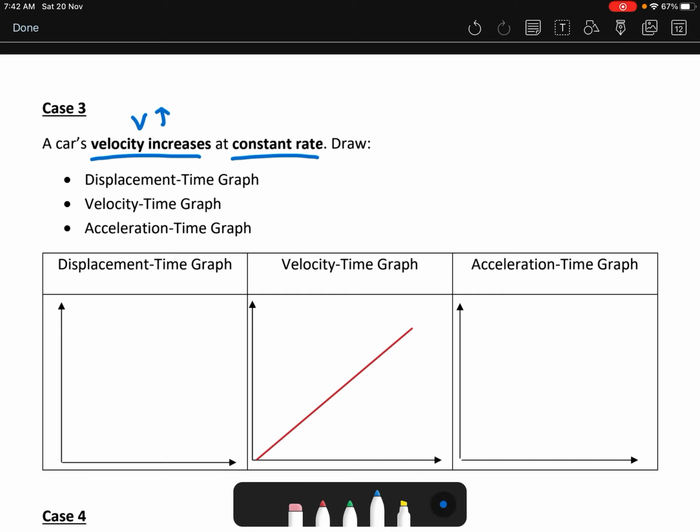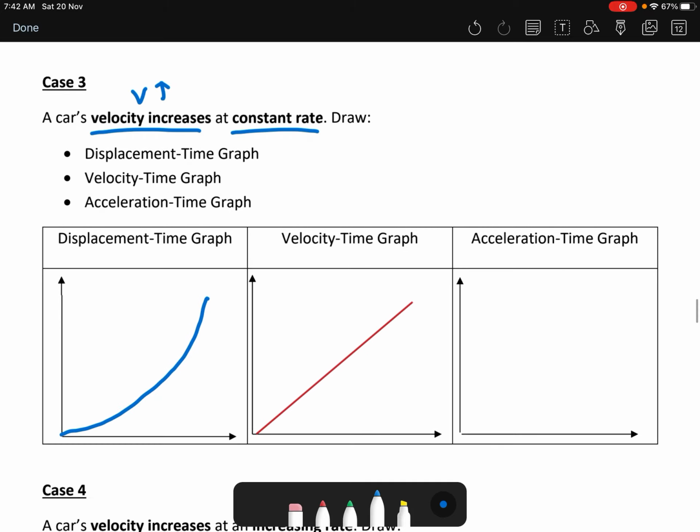So this is velocity increases at a constant rate. What about your displacement? Displacement is a bit more difficult, but not to worry. You will understand when the time comes. So displacement-time is like this. It's a curve like that. So that is for case 3.